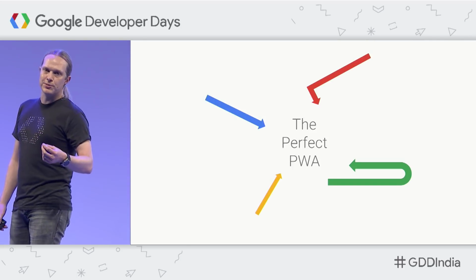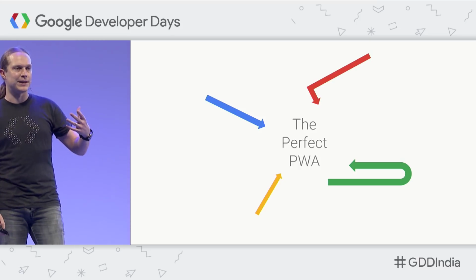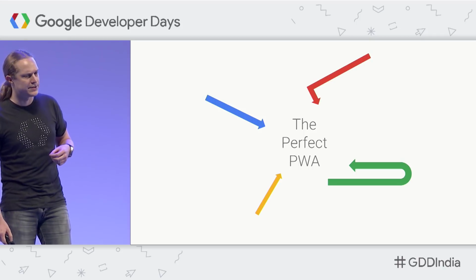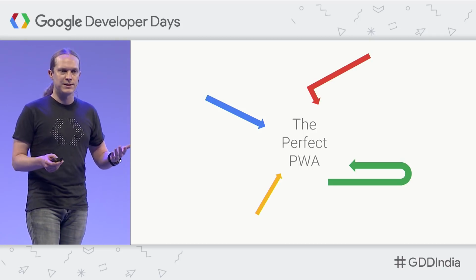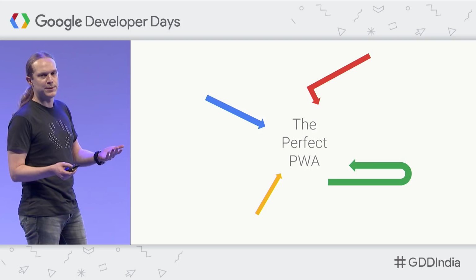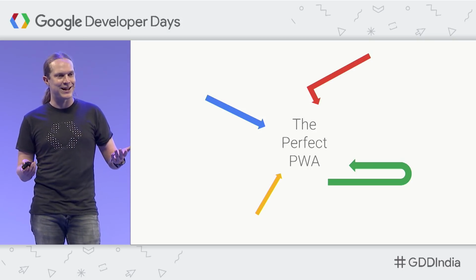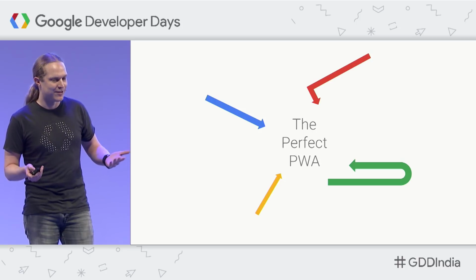What I would like to do is give you some context before we go into this. One of the questions that we always get is, well, what is the right way to build my app? How do I build the perfect PWA? Please don't ask me this question, because of course the answer is, it depends, right?